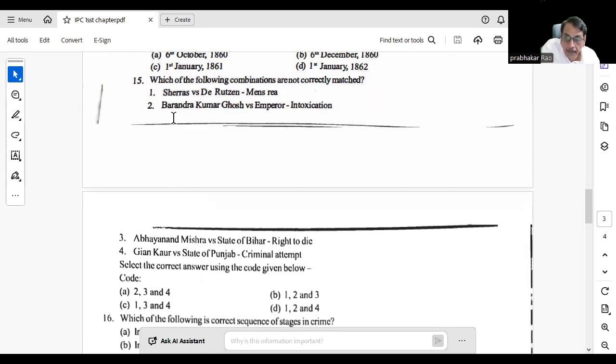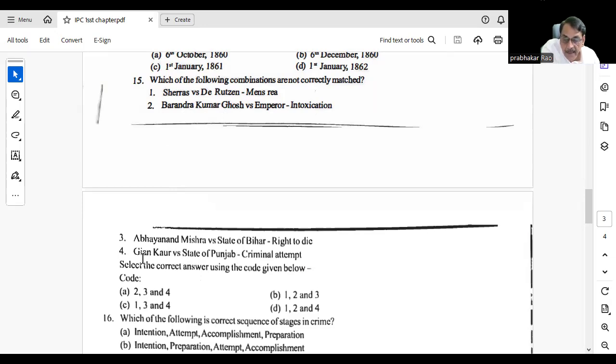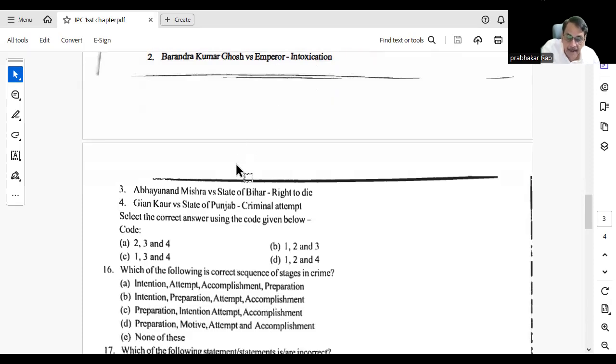Answer is 2, 3 and 4. You see, Virendra Kumar Ghosh versus Emperor, it is common intention. It is not correctly matched. Abhayananda Mishra versus State of Bihar, it is attempt. That's why it has not been correctly matched. Gyan Kaur versus State of Punjab, it is right to die. It has not been properly matched. That's why the answer is 2, 3, and 4. It is A. In the case of Sharas versus D. Ridgen, Mansoria, yes, it has been correctly matched.